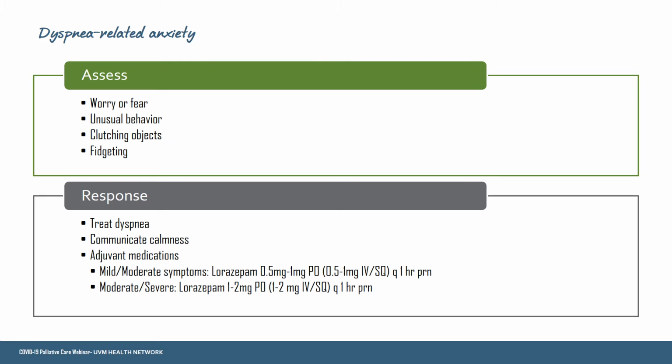You can also maintain a calming presence at the bedside, and if necessary, offer medications along with the opioids such as anxiolytics. We suggest using low-dose lorazepam. This should never be used as first-line therapy for dyspnea. Patients who already take medications for their anxiety disorders should have their meds continued.